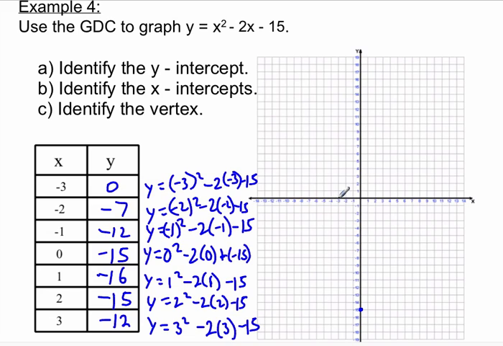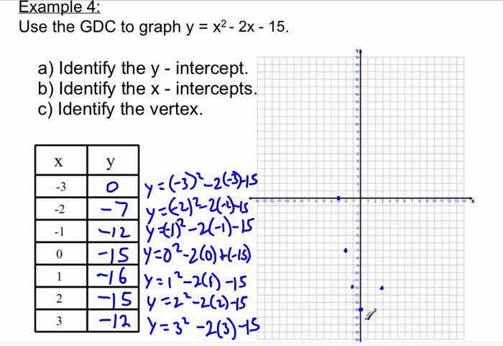We have, let's start with this one, negative 3, 0. So that's an x-intercept. Negative 2, negative 7, negative 1, negative 12. We have 0, yeah, we have 0, negative 15 already there. 1, negative 16. Then we've got 2, negative 15. So it looks like, okay, we got one more, 3, negative 12.